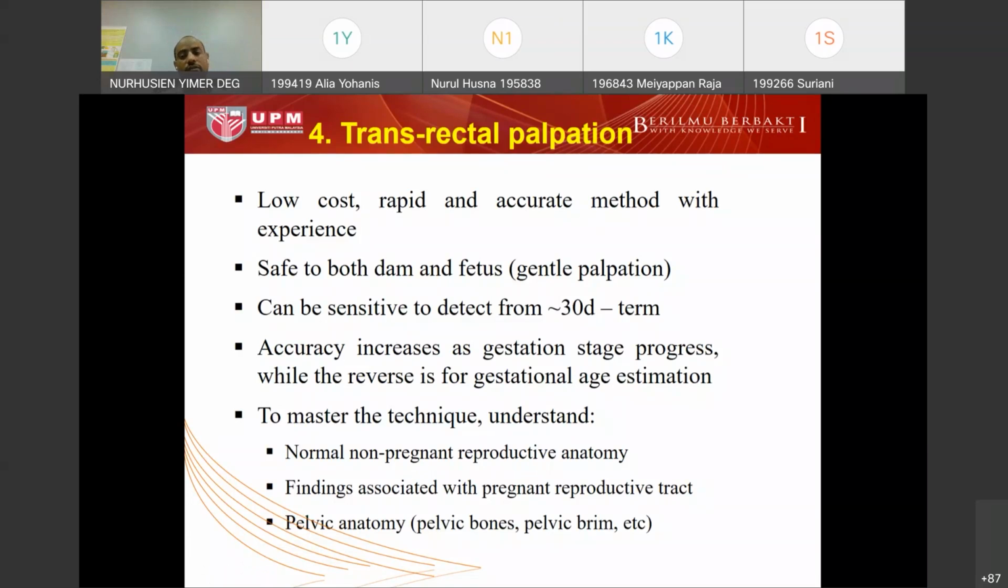So it's only then that you can appreciate the change that will come together with the pregnancy along the track, all right? One of the most important things is for you to understand the reproductive anatomy by palpation per rectum when the cow is not pregnant. The next thing is, of course, to relate the findings associated with the pregnancy.